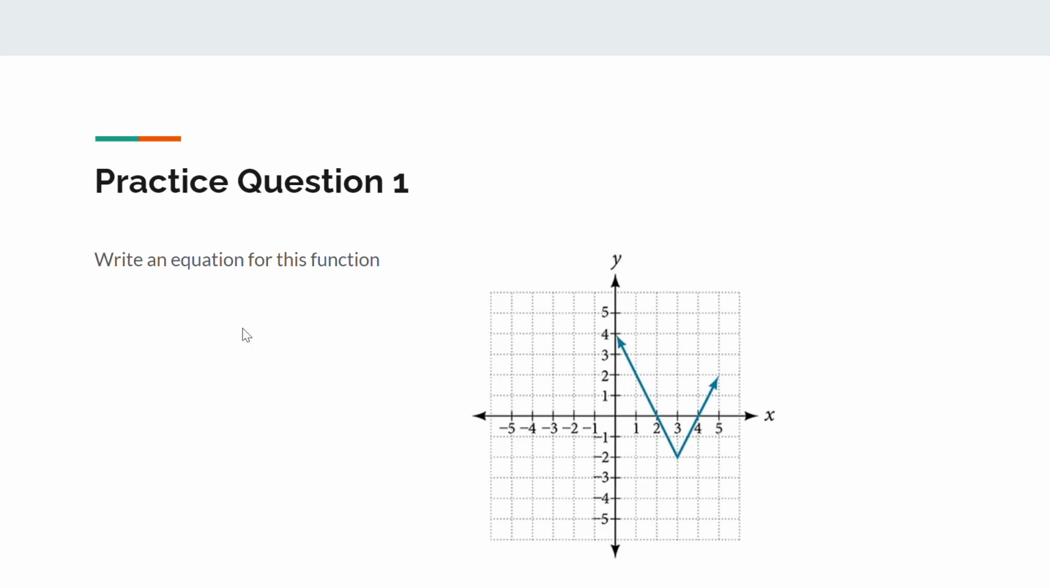So let's do some practice questions. I want you to look at this graph and then write an equation for this function. I'll give you guys 30 seconds starting from now.